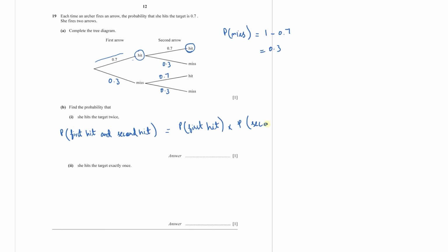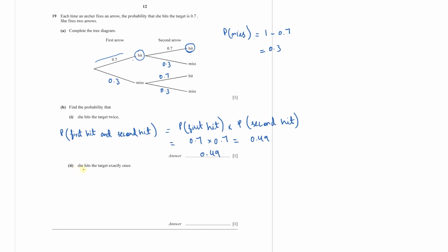Probability of second hit. What is the probability of first hit? 0.7. Probability of second hit is also 0.7. So 0.7 into 0.7 is 0.49.